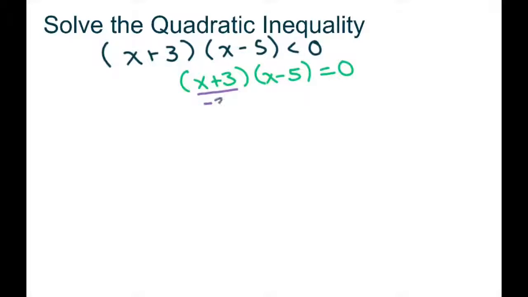So I plug in negative 3 here, I get 0 times 8, negative 8. And that gives you 0. So one of our values is x equals negative 3. Now, if I choose 5, that will work as well.